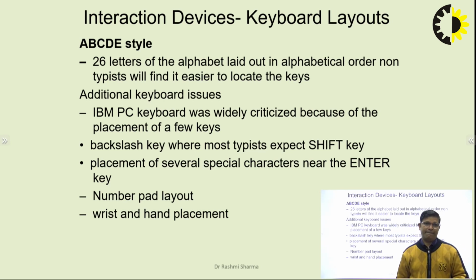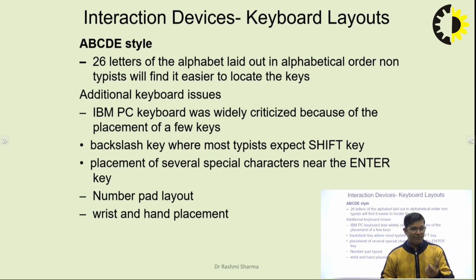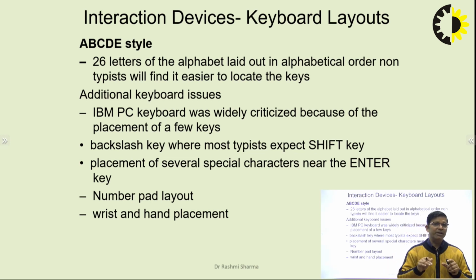Then there is the ABCD style. If the 26 letters are in alphabetical order, we can find where a particular character exists very easily. But when we are typing, every word must have some vowels. So the placement of vowels must be such that they can be reached by our fingers very easily.